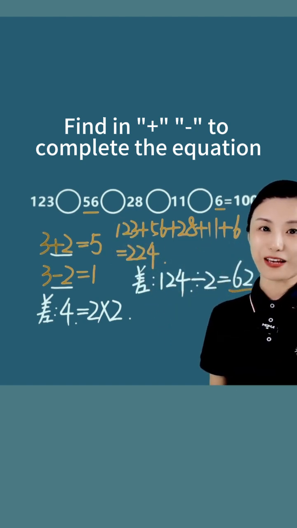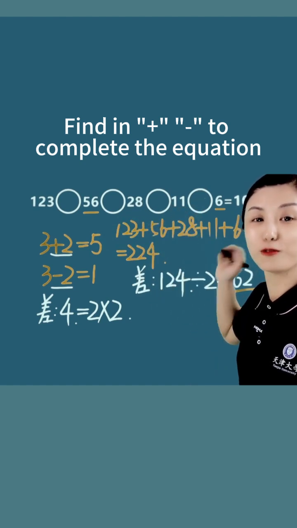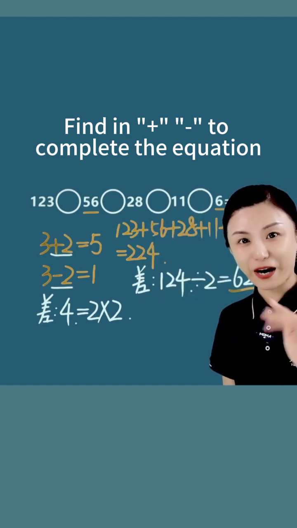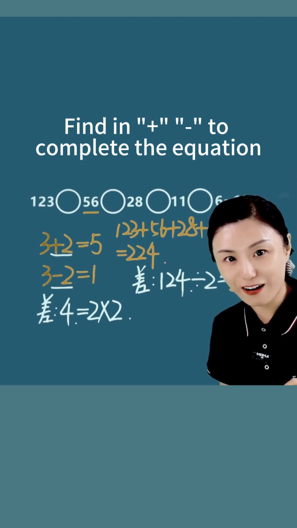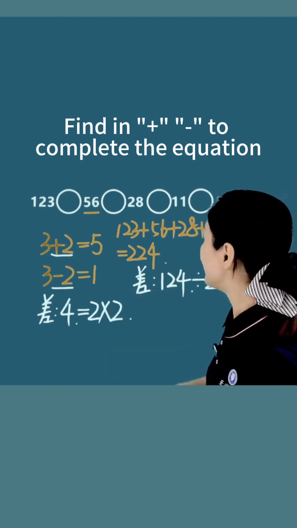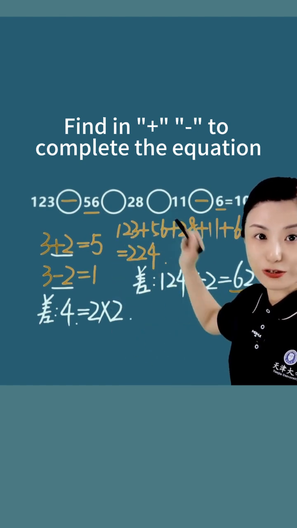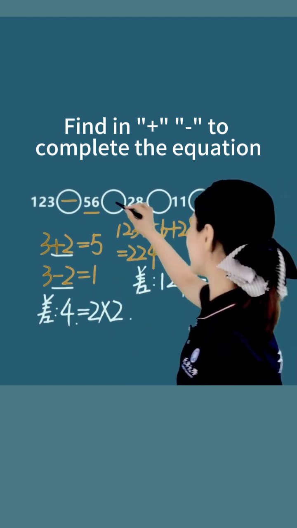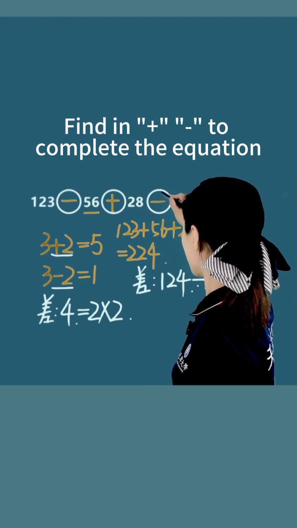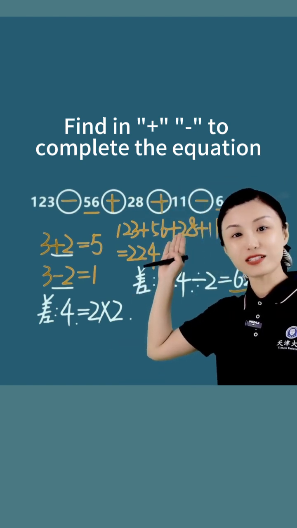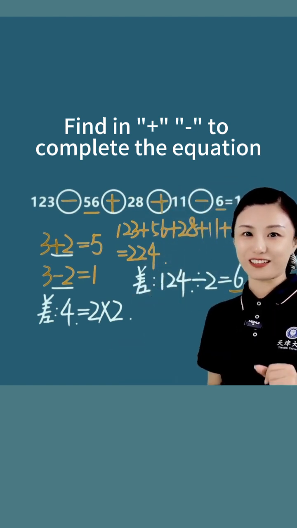So which one's betrayed? It's 56 and 6 that betrayed, so what should their signs change to in front of them? Right, they need to become minus signs. So here we need to write a minus, and here we need to write a minus. What about the other two numbers? Just write plus signs, directly add 28, and then add 11. With this method, we've easily solved this problem. Have you learned it?